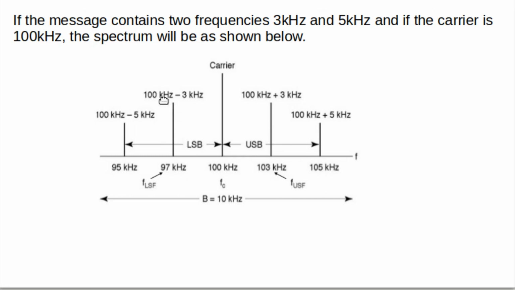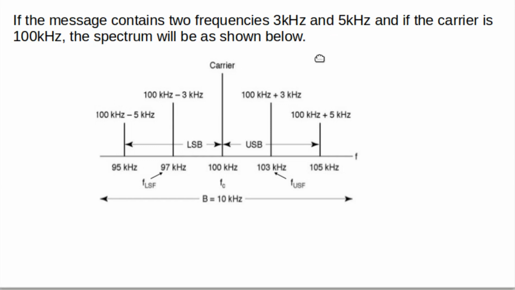Similarly, when we come to the lower sideband side, here also there are two frequency terms. One is fc minus fm1, so 100 minus 3, it is 97 kHz, and the second term is fc minus fm2, 100 minus 5, that is 95 kHz. So here in the spectrum we have two spectral lines at the upper sideband and two lines at the lower sideband, since the message contains two different frequencies.